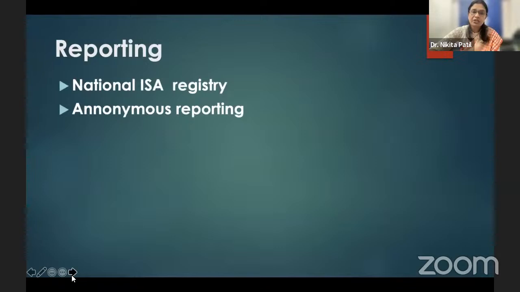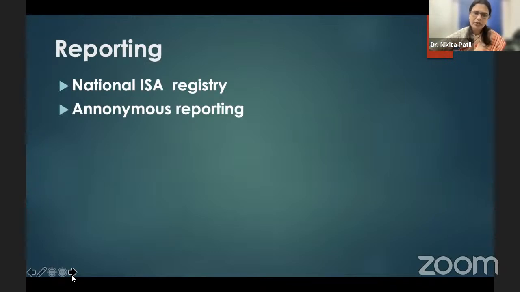Second part, again, our National ISA Registry. Dr. Naveen Malhotra sir has also helped us a lot. He has created this ISA National app. I have also downloaded it, and we can report here anonymously. It is not necessary for us to put down our name. This comes again positively.